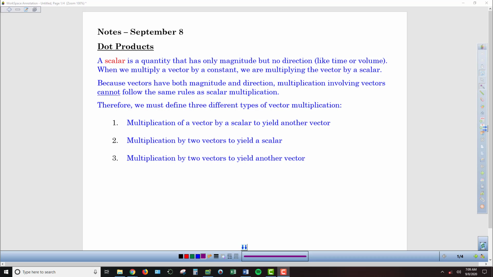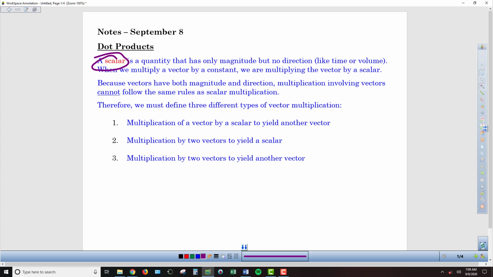So here we start to explore vector multiplication. But before we dive into it, we have to understand the difference between a vector, something that has magnitude and direction, like wind or the movement of a car, versus a scalar. So a scalar is a quantity that has magnitude but no direction.